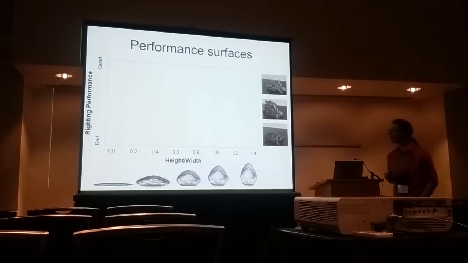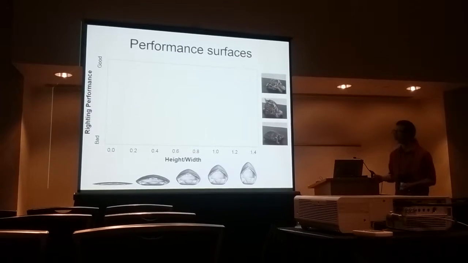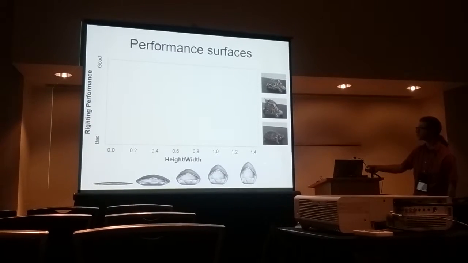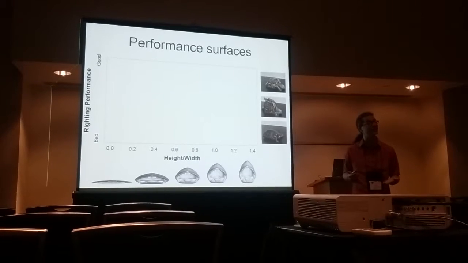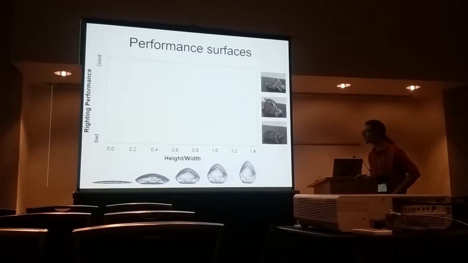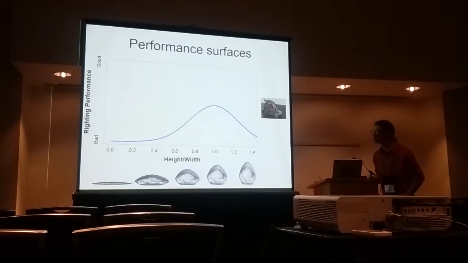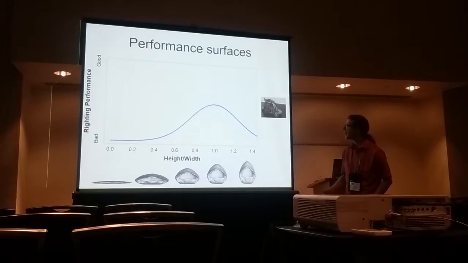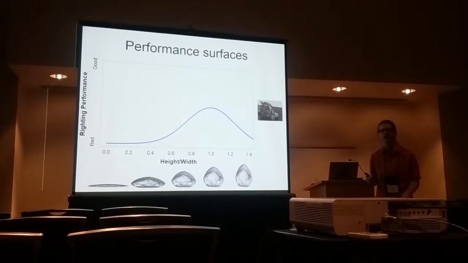So let's first look at one important function for turtles. This is being able to flip right side up after you've been turned over on your back. And it turns out that shell shape probably has a big influence on how easy it is for turtles to do so. So the performance surface for righting ability in these turtles might look something like this. It seems like the peak is probably somewhere around a 1-to-1 ratio, maybe a little bit higher.